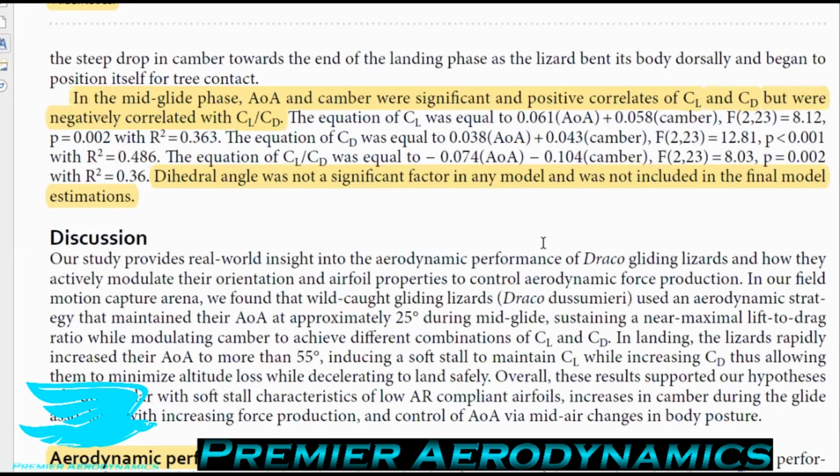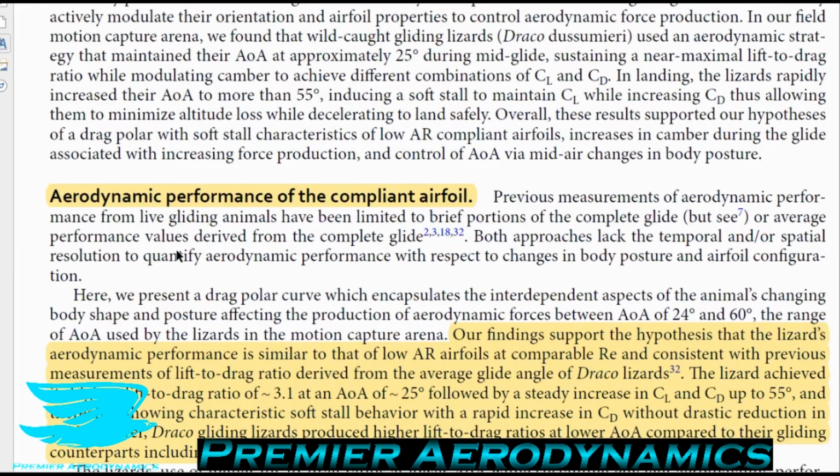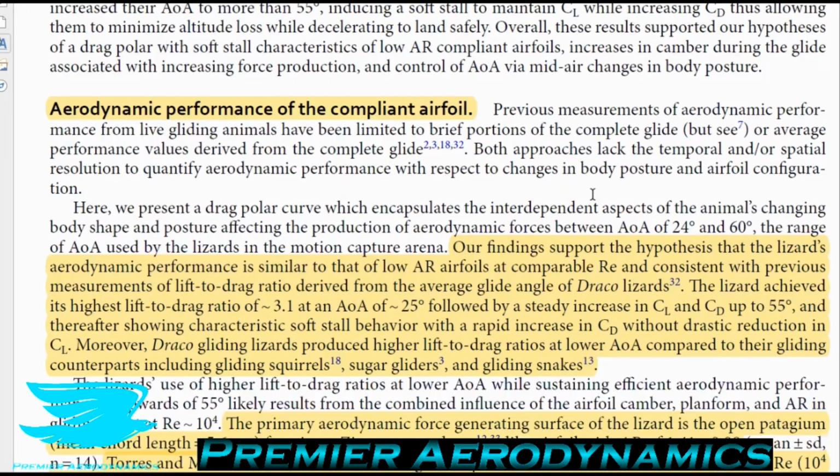So, the aerodynamic performance of the compliant airfoil. Their findings support the hypothesis that the lizard's aerodynamic performance is similar to that of low aspect ratio airfoils at comparable Reynolds numbers and consistent with previous measurements of lift and drag ratios derived from the average glide angle of Draco lizards. The lizard achieved its highest lift to drag ratio of 3.1 at an angle of attack of 25 degrees, followed by a steady increase in lift and drag coefficients up to 55 degrees. After that, it showed a soft stall characteristic with a rapid increase in the drag coefficient without a drastic reduction in the lift coefficient. So that's pretty sweet.